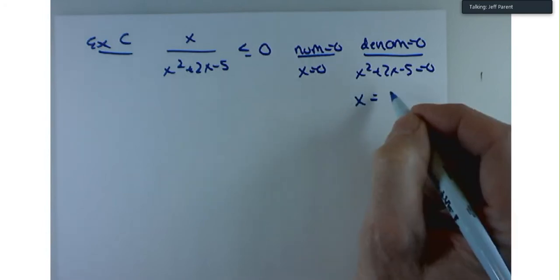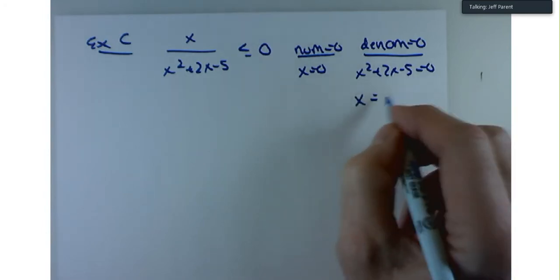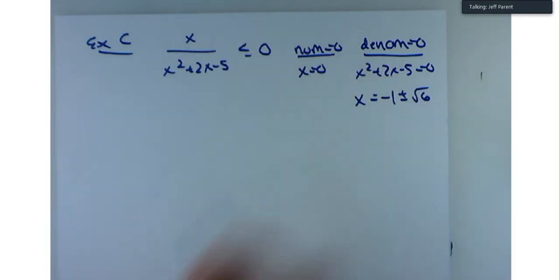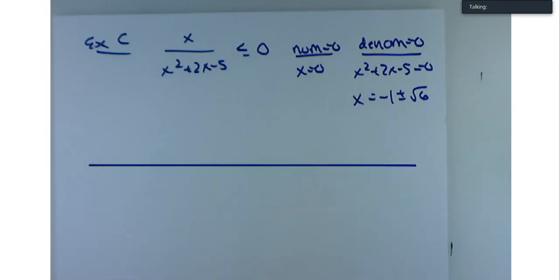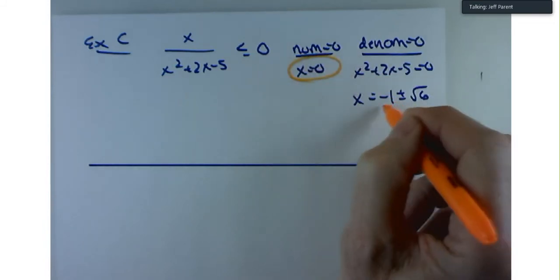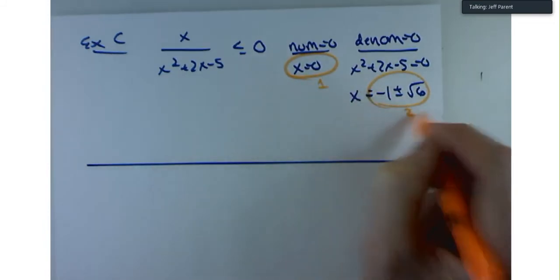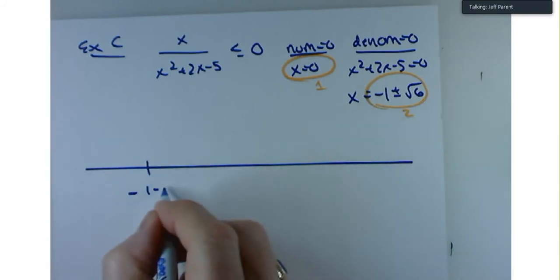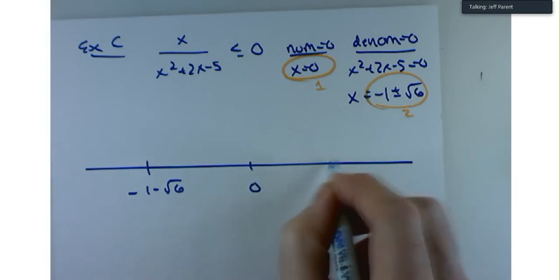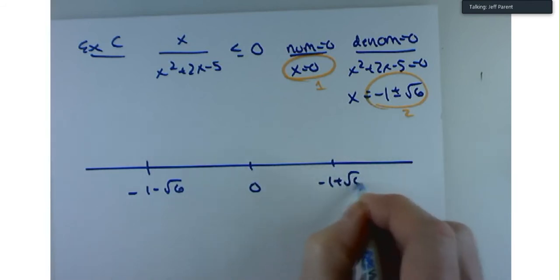And I'm going to jump to the happy ending for us here. That's going to be -1 plus or minus the square root of 6. So, wow. All right. A lot going on there. So that puts a total of 3 points on your x-axis. One here, two here. We've got one down here at -1 minus the square root of 6, another one at 0, and one at -1 plus the square root of 6.